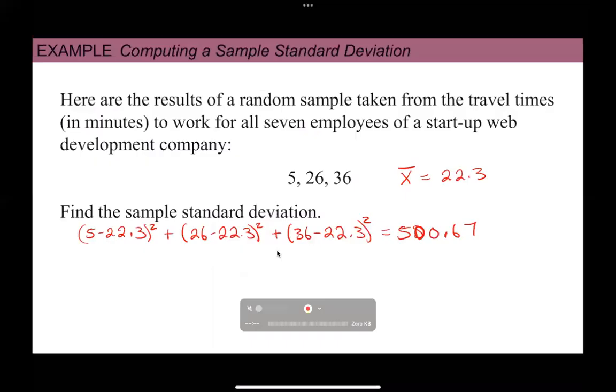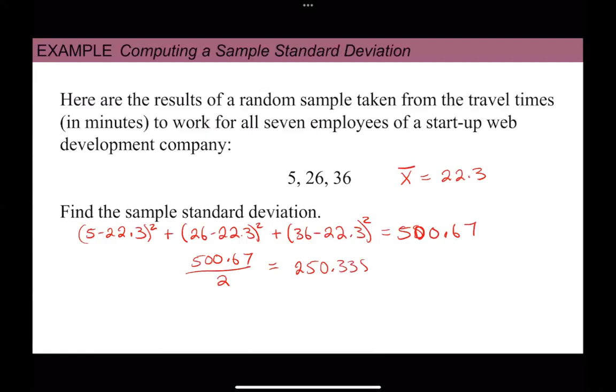Okay, so now we're going to take this number and divide by n minus 1. So we're going to divide this by 2. I'm going to take 500.67 and divide it by 2. That 2 is n minus 1 because n is 3 because we have 3 values. So I have 250.335. Then go ahead and take the square root of that number.